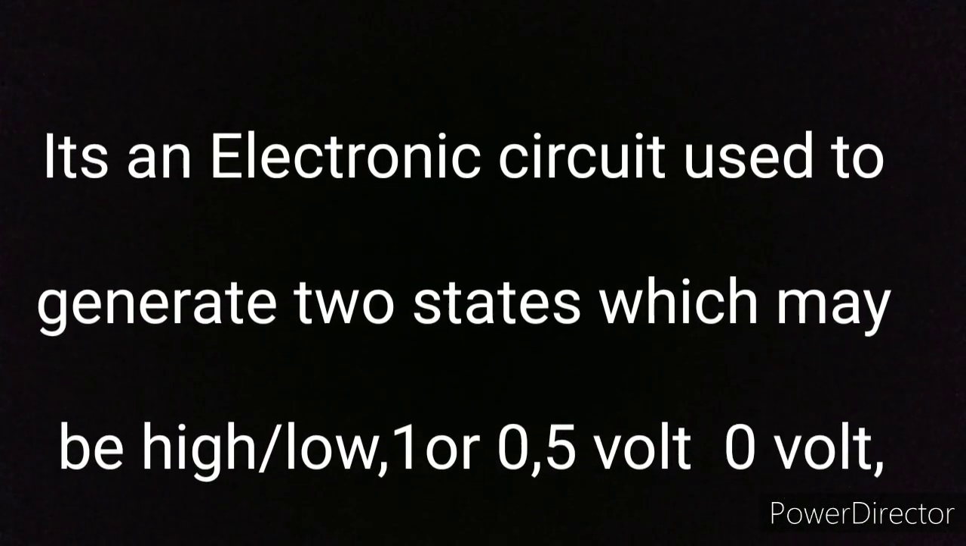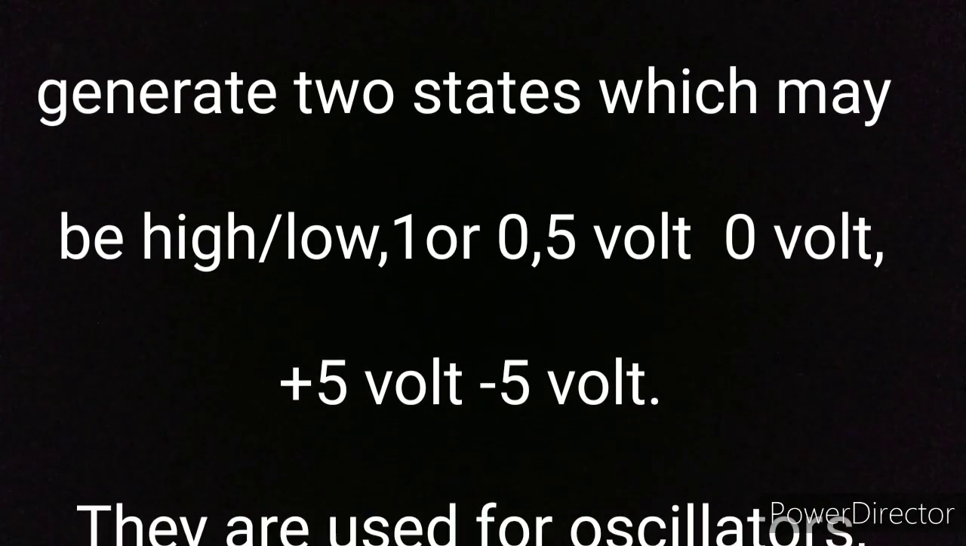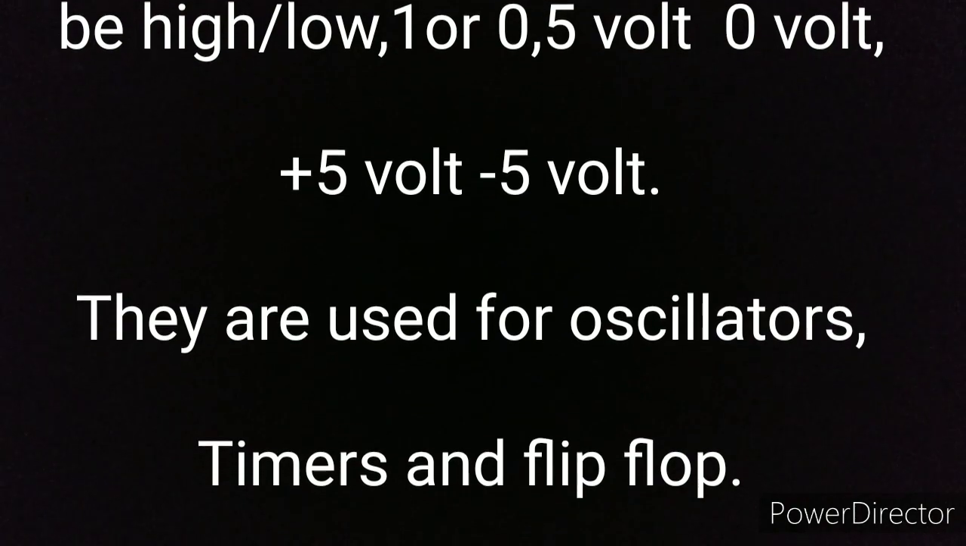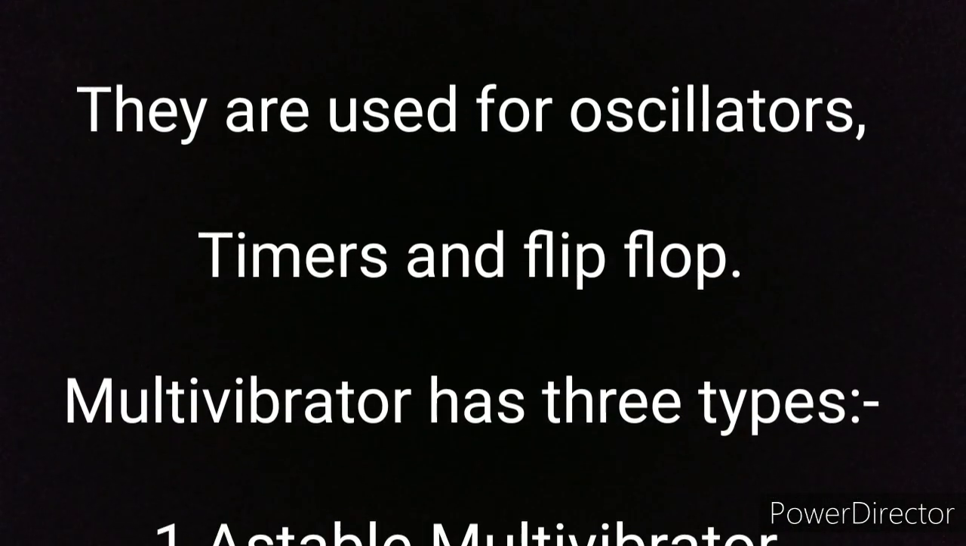So, first of all, going to astable multivibrator, you need to understand what is a multivibrator. I'll explain it in simple words. It's an electronic circuit used to generate two states, that may be high and low, 1 or 0, 5 volt or 0, or plus 5 volt or minus 5 volt. These are mainly used for oscillators, timers, flip-flop circuits in the electronic world. So I think multivibrator is explained.